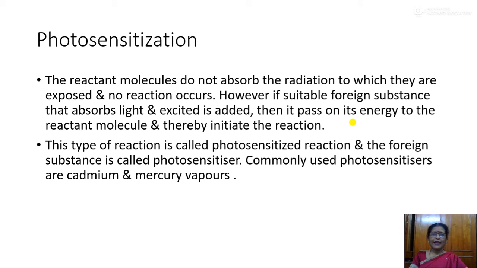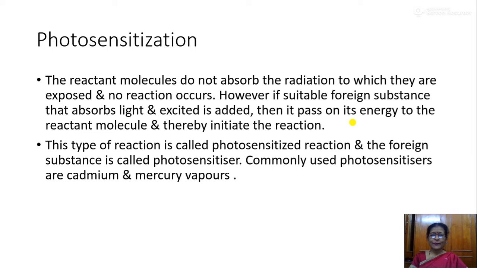Photosensitization. The reactant molecules do not absorb the radiation to which they are exposed and no reaction occurs. That is, when the reactant molecule is exposed to the radiation, no reaction takes place. However, if a suitable foreign substance that absorbs the light and gets excited is added, then it passes on its energy to the reactant molecule and thereby initiates the reaction.